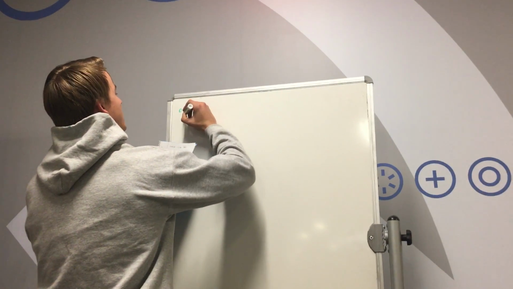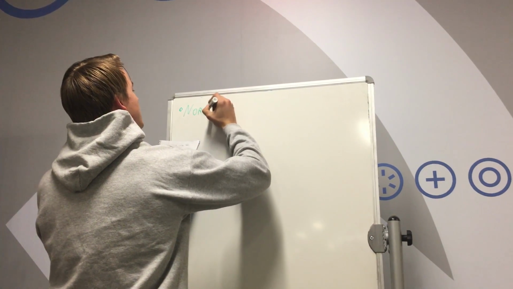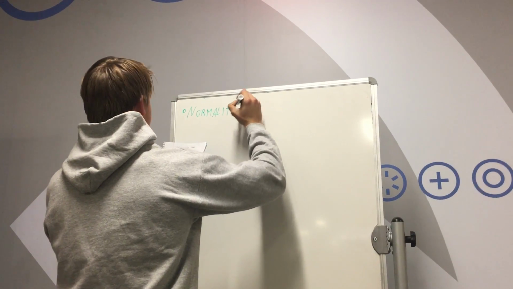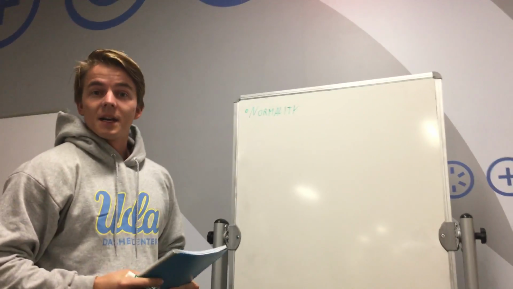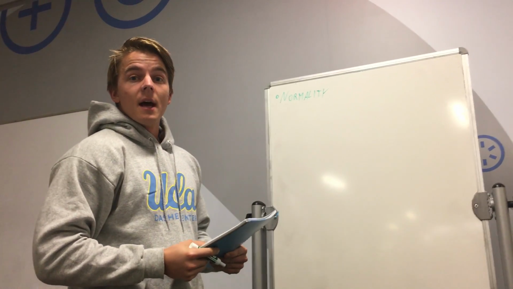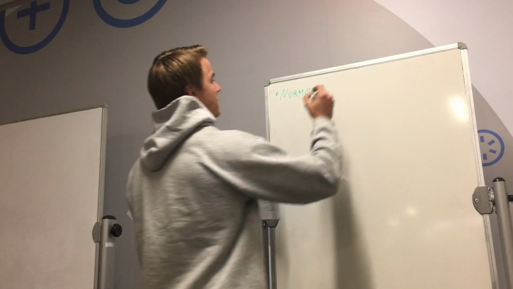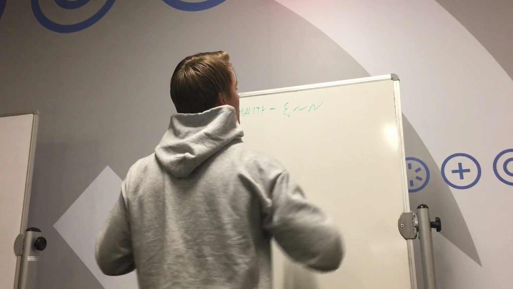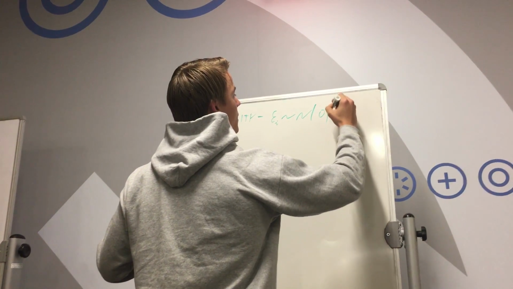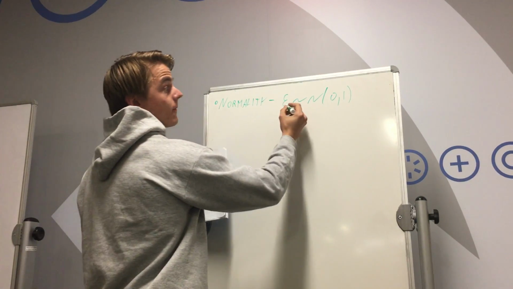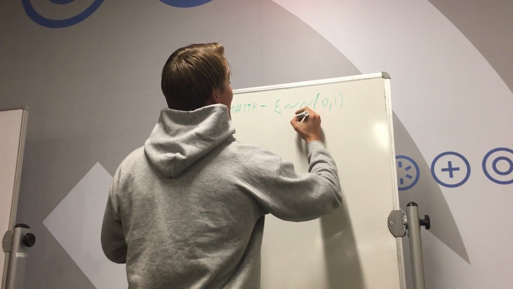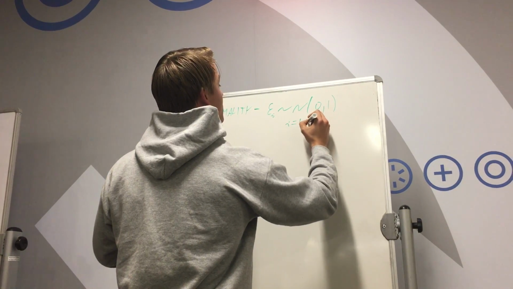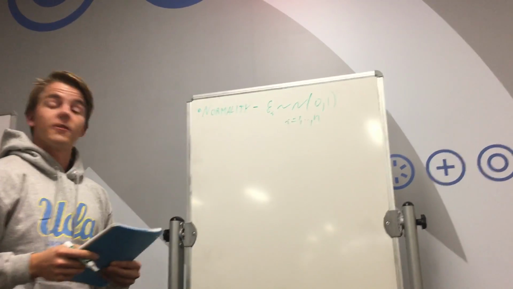All right. The first assumption is one of normality. This says that our error components have to be normally distributed. And this is for all i's basically. So i equals 1, 2, up to n. Right, that's the first assumption.